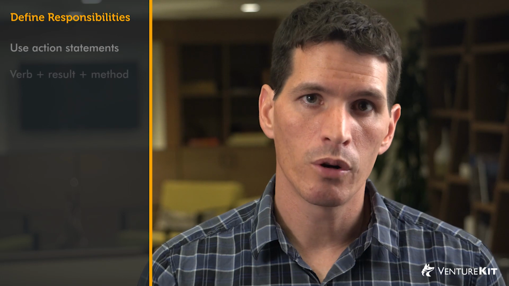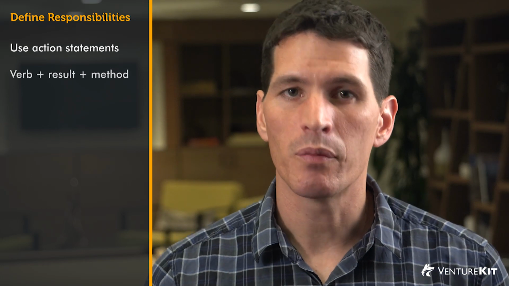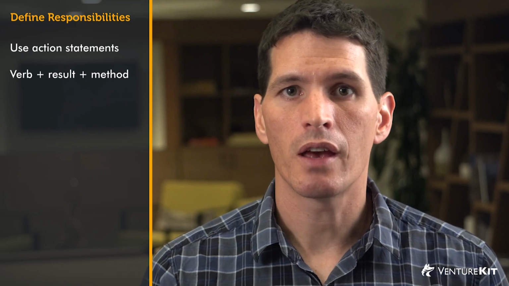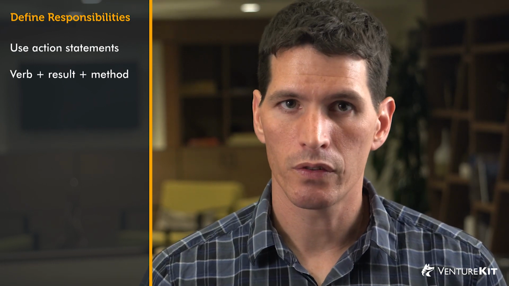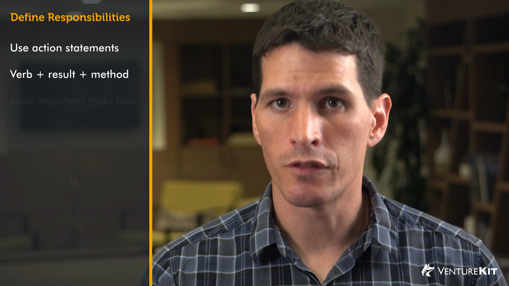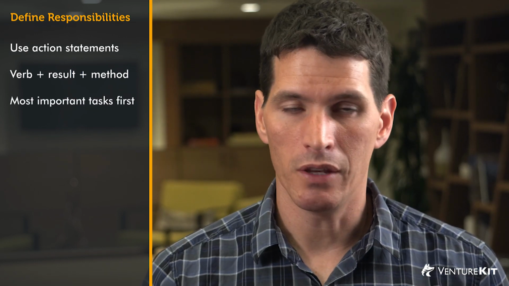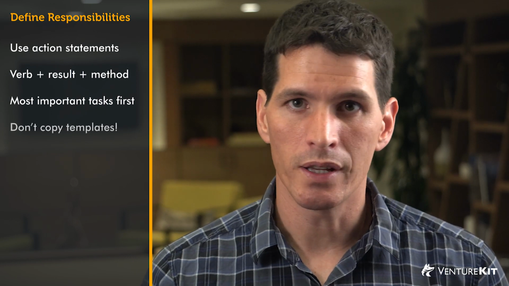Next, write the job's responsibilities. The most common format is a list of action statements with a verb, an expected result, and sometimes the methods. For example, you may want a software engineer who can code, test, and deploy features using Ruby on Rails. List the most important tasks first, and aim to list 5 to 10 key duties. Do not copy and paste from a job template. It looks boring and lazy.